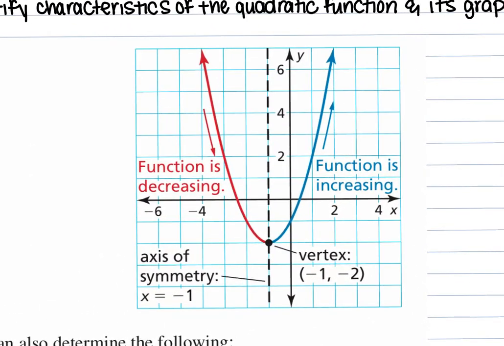So our vertex is at -1, -2. Do you see how it's no longer at 0, 0? Our graph was kind of shifted down and to the left, okay? Your axis of symmetry still has to go through the vertex, so it's x equals -1. It's that vertical dotted line going straight down the middle of the graph. Your function is decreasing on the left of the axis of symmetry, and it's increasing on the right of the axis of symmetry, okay?